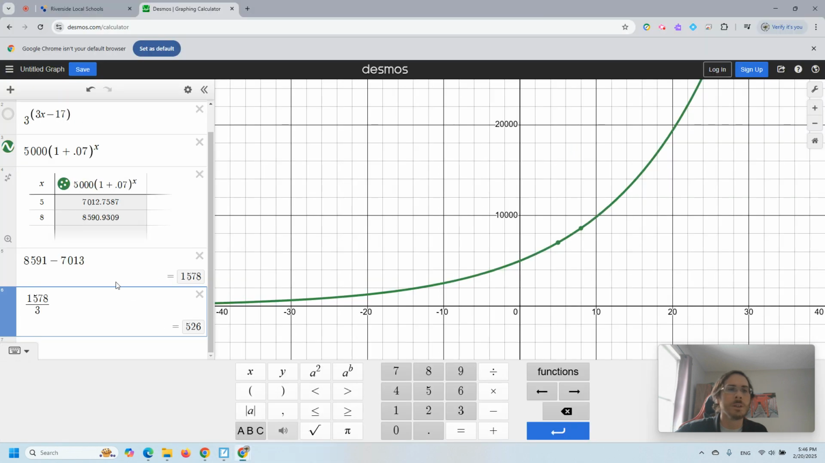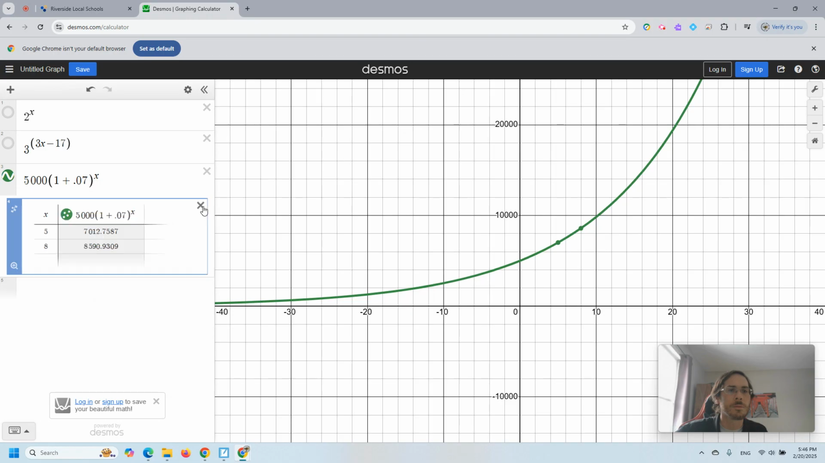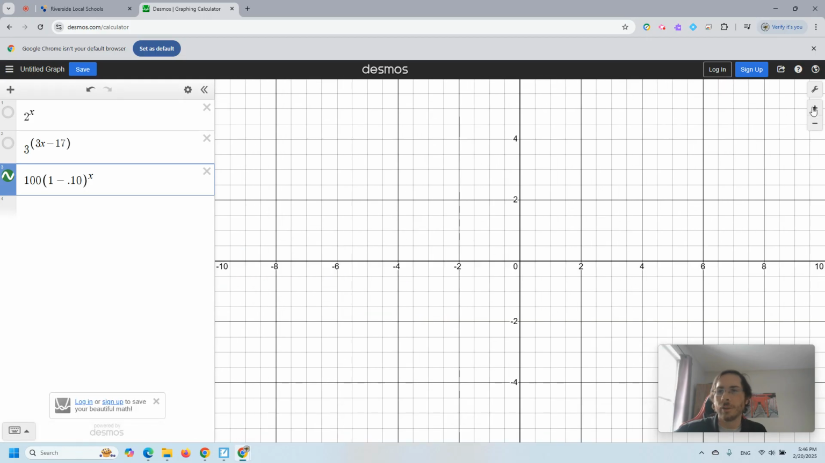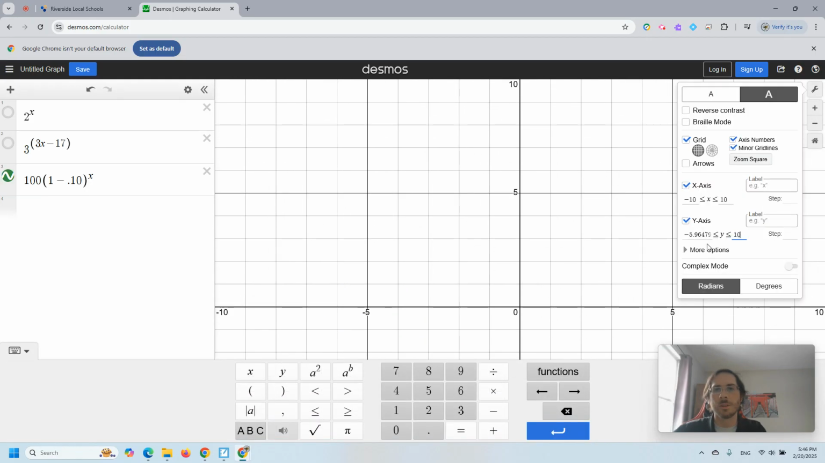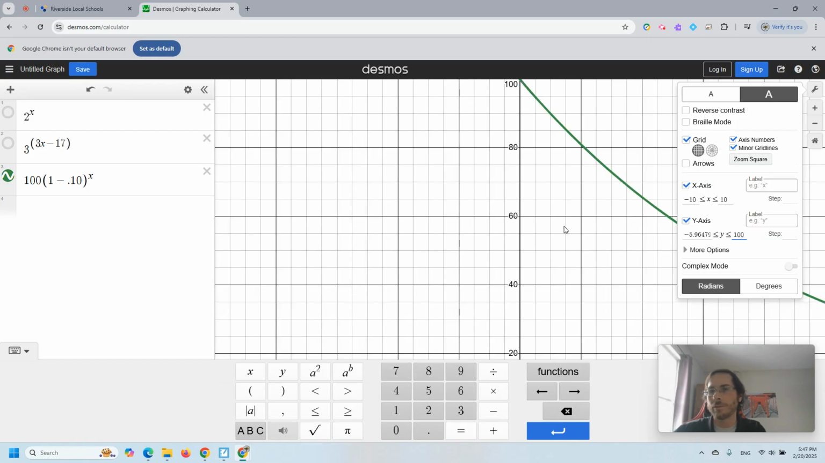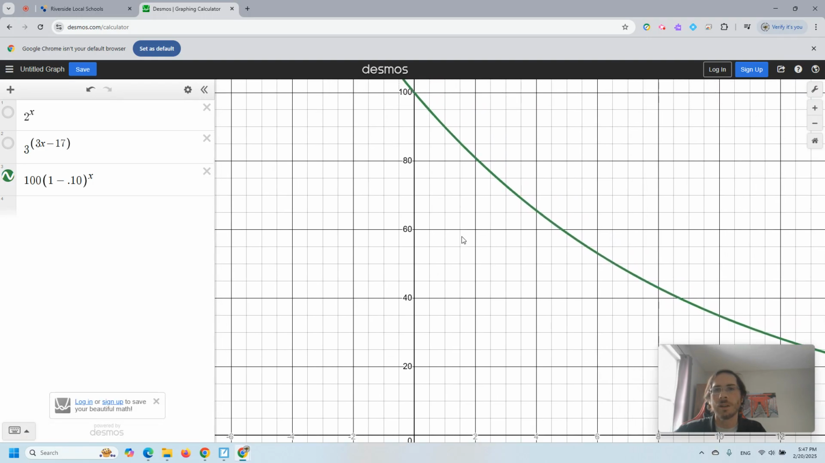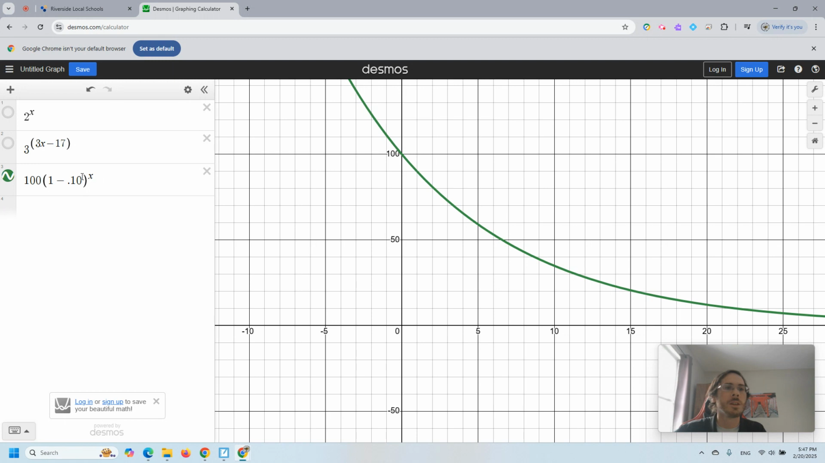So 100 times (1 minus 0.10). So now I'm at 100. I'm decreasing, so it's minus, and then 0.10 to the x. Let's go home. I don't see the graph, so let's change this to 10. Don't see the graph. 100. I see the graph. That seems like that might be pretty good. 1,000 seems too extreme. So 100, maybe we'll zoom out once to make it look a little nicer.